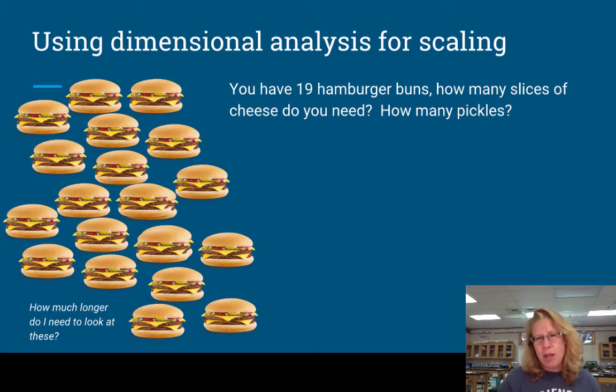Okay, well that's an easy one. But how many slices of cheese do I need to use up all of those buns exactly? And then how many pickles would I need? I know you guys can do the math on this, but let's set up the example using dimensional analysis so that when we're doing it with chemical reactions, it makes more sense.